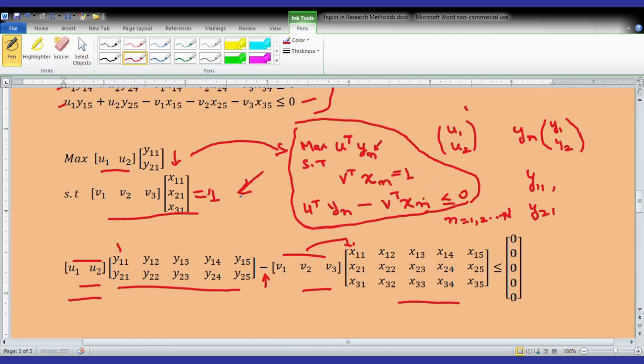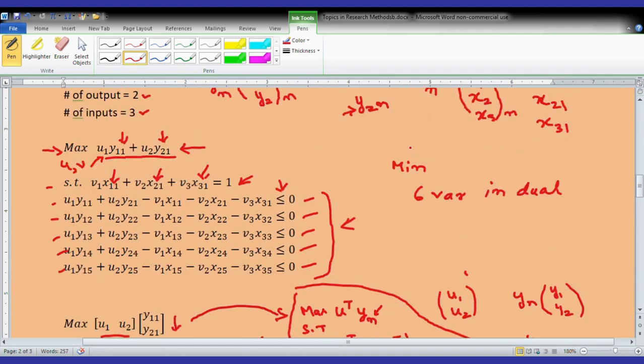What else? The last thing you have to add here is that u and v should be equal to or greater than 0. So vector u should either be equal to 0 or greater than 0. Same is true with v. So this is how we write this system in a compact form, the way it appears in the textbooks and in the research papers. Now we want to convert this system into its dual, and I have already shown you that the dual will be a minimization problem carrying 6 variables.